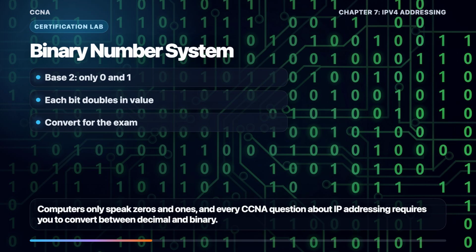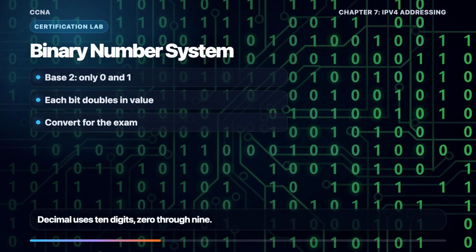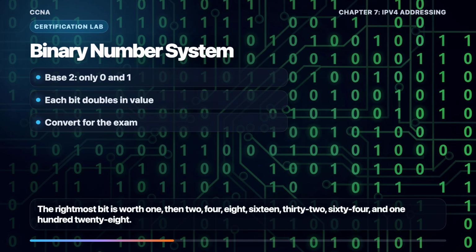Computers only speak zeros and ones, and every CCNA question about IP addressing requires you to convert between decimal and binary. Decimal uses 10 digits, 0 through 9. Binary uses 2 digits, 0 and 1. In binary, each position doubles in value. The rightmost bit is worth 1, then 2, 4, 8, 16, 32, 64, and 128.